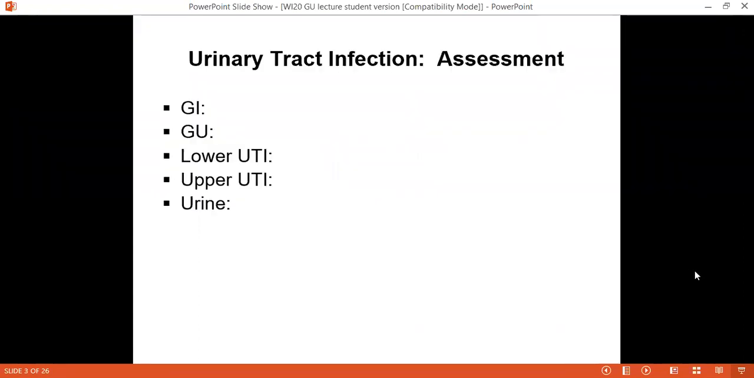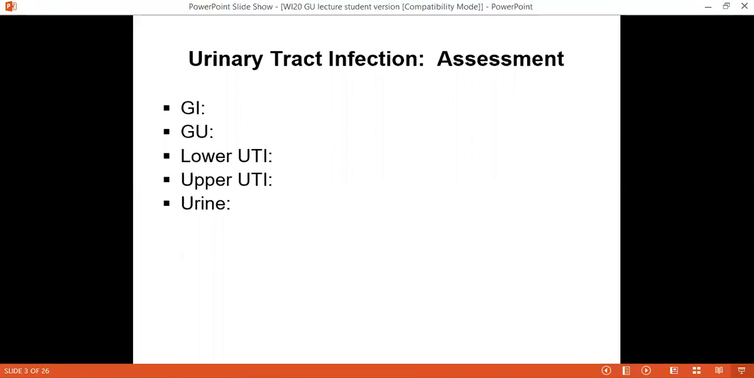First up, we will talk about a urinary tract infection, and we will look at some of the things that we see on assessment with a UTI. As far as the GI system, we could see vomiting, diarrhea, poor feeding. For GU signs and symptoms, we could see frequent voiding, a weak urine stream, dribbling, straining, foul-smelling urine, a persistent diaper rash. If this is a lower urinary tract infection, we'll see frequent painful urination, dysuria, urgency, and hematuria.